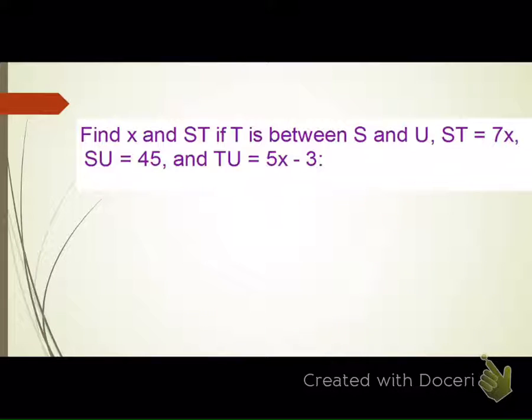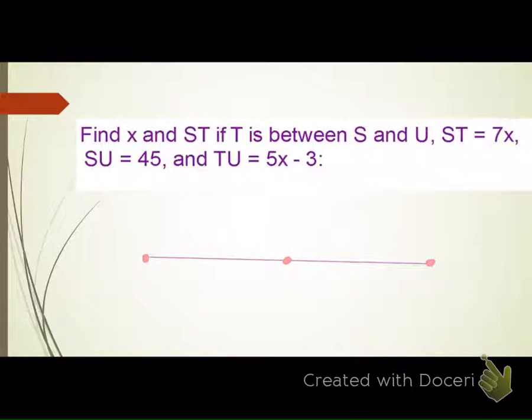Oh, no. Now it's just words here. Oh my, this is basically a word problem. Find x and ST if T is between S and U. So we have a line segment. We have a beautiful line segment. And we have points T, S, and U. In what order should you write those on your line segment?